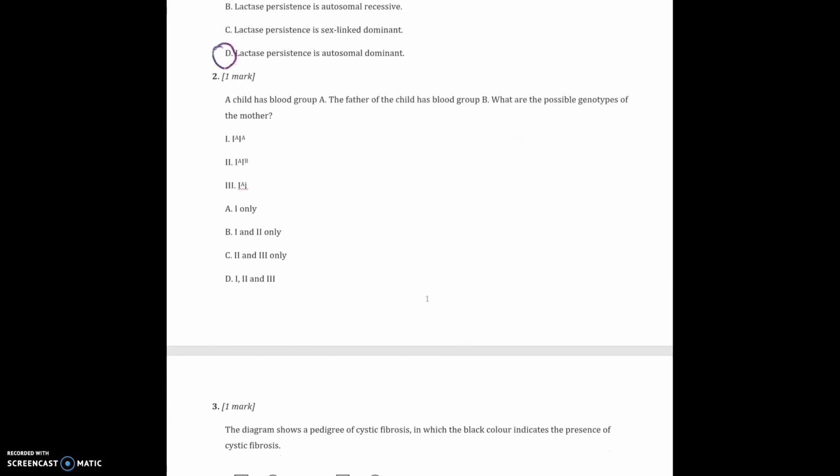In question 2, it's asking if the child has blood group A, the father has blood group B, what are the possible genotypes of the mother? Well, if the father has blood group B, he must be IBI, which means he is giving an I to the offspring. If the offspring is blood group A, they must then be IA. So they've got to get an IA allele from the mother. If we now look at these potential mother genotypes, this one could give an IA to her child, this one could give an IA to her child, and this one could give an IA to her child. Therefore, the answer is D.